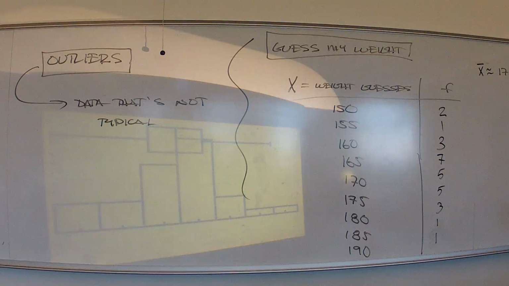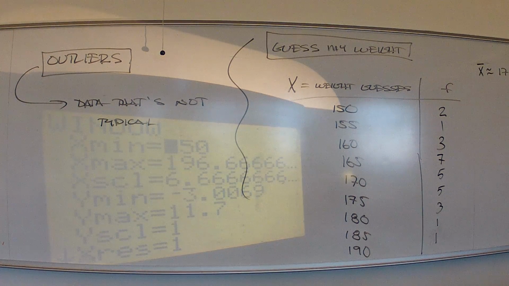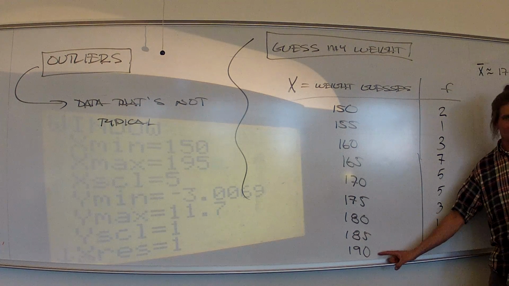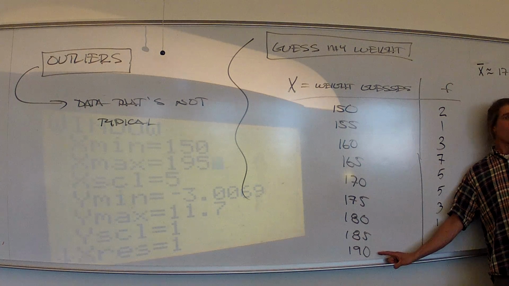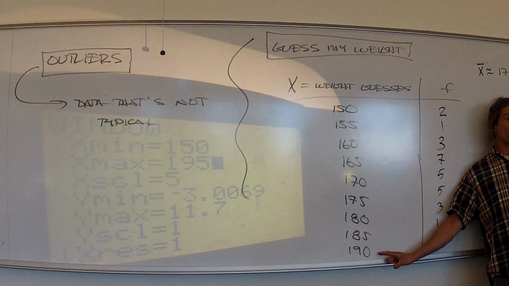One of the easiest ways to pull the histogram away is to go to your window and change the scale to a more logical number. Since I had you guess by 5s, just change it to 5. You can also mess with the X-min and X-max. I'm going to change the X-max to 195, because your highest guess was 190, and the bars are 5 wide.